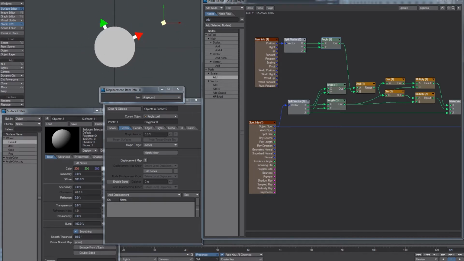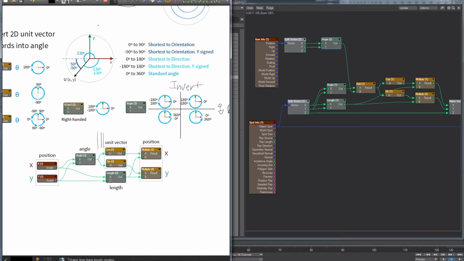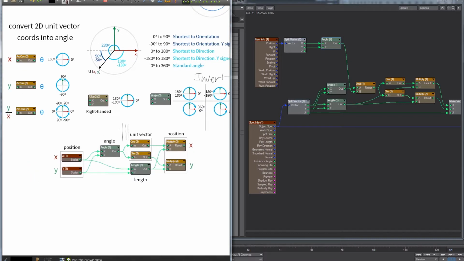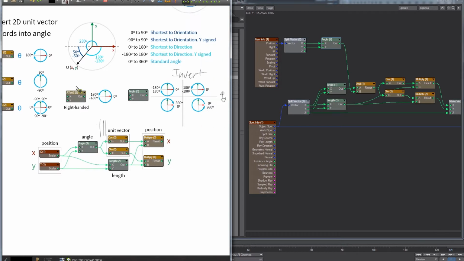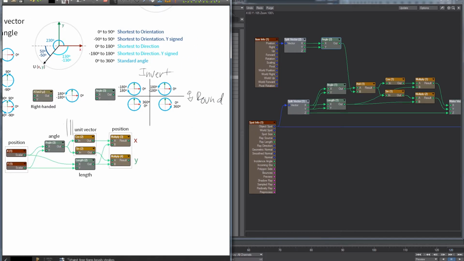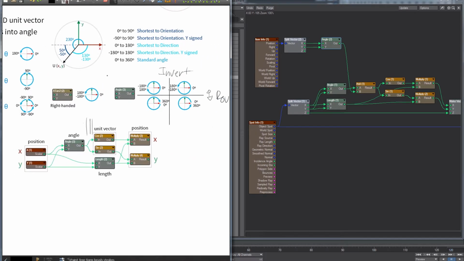Right, so back to this topic here. There are some ways to basically get an angle from a unit vector. You can see here, for example, with arc cosine, I get something from 0 to 180. With arc sine, I get -90 to 90. With arc tangents, it's a bit of a mess. With these, I get full rotations, etc. So there are many ways to go about it.